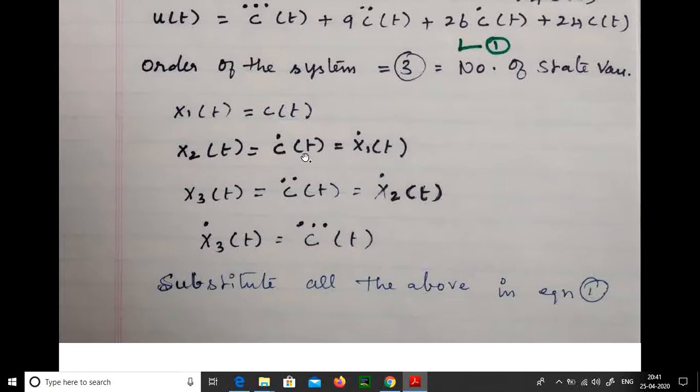So when we write c dot of t, it is equivalent to x1 dot of t. When we write c double dot, it is equivalent to x2 dot or x1 double dot.